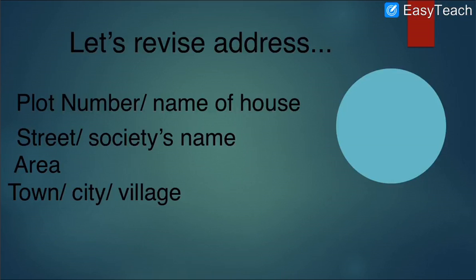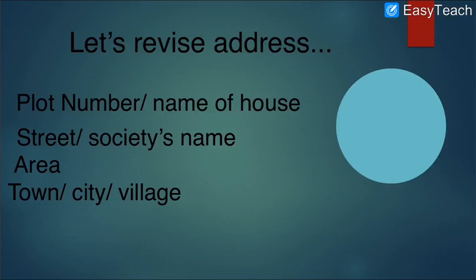And I hope you remember the rule that you have to put a comma, not in the last. After writing city you will not put a comma, but you have to put a comma in all the three. After writing name of the house, name of the society, area, you have to compulsorily apply a comma. So I hope that you have written this.